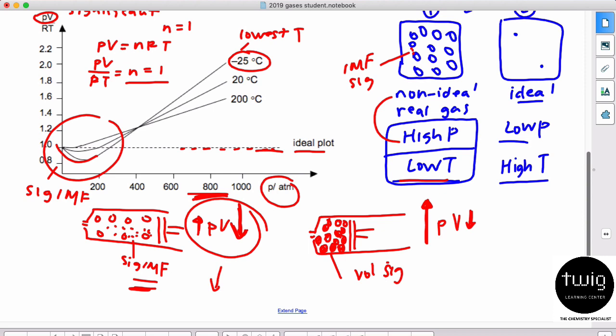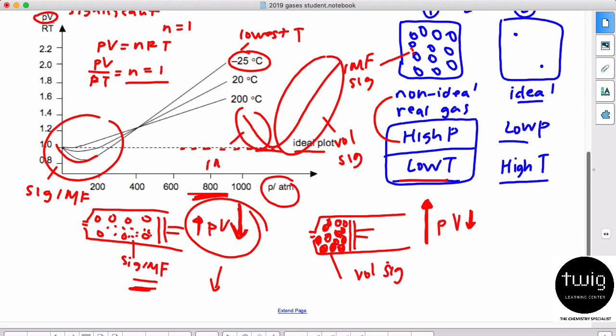So why does it go up? Now you know why it goes up. So it goes down, then up. Why does it go up? It goes up because the volume of the molecules is significant. Why does it go down? Because the intermolecular force of attraction is significant. That's why there's a down and there's an up. Okay?